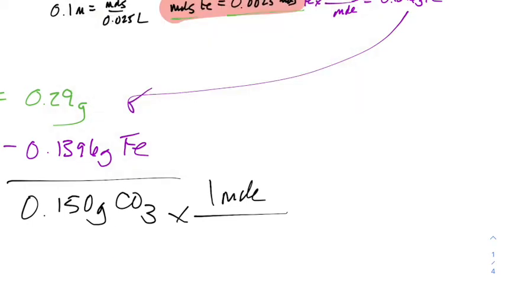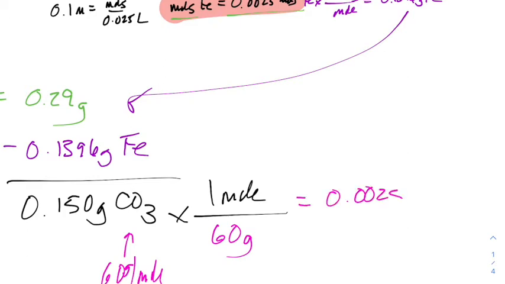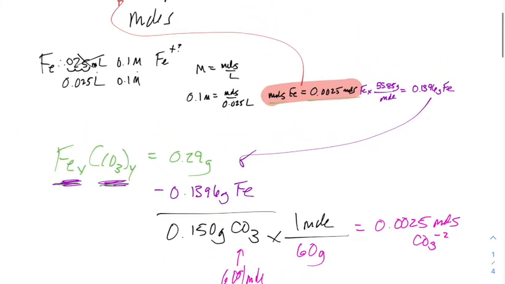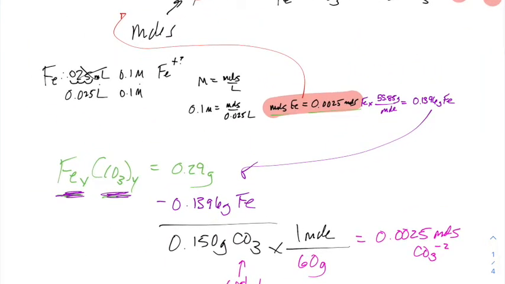So you get out your periodic table. And carbon is a 12 and oxygen is 16, so that's 3 times. So all of that adds up to be 60. So that stuff weighs 60 grams per mole. So we're going to divide this by 60. And when you do that, you end up with an answer here of 0.0025 moles of the carbonate. Oh, look at that. It all worked out.